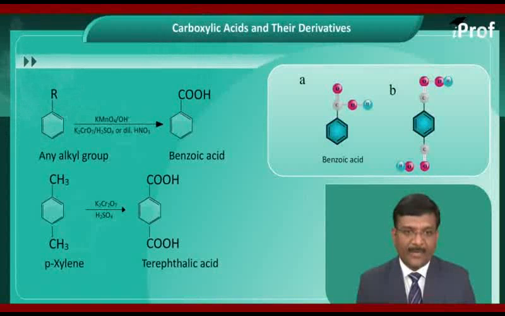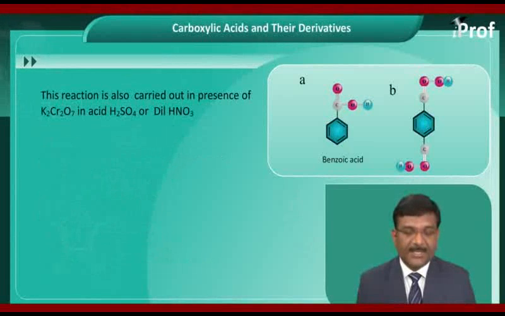C6H5CH3, when oxidized in presence of potassium permanganate and NaOH, or alkaline potassium permanganate, gives benzoic acid. This reaction is also carried out in presence of acidified potassium dichromate. Paraxylene, CH3C6H4CH3, when oxidized in presence of acidified potassium dichromate, gives terephthalic acid.